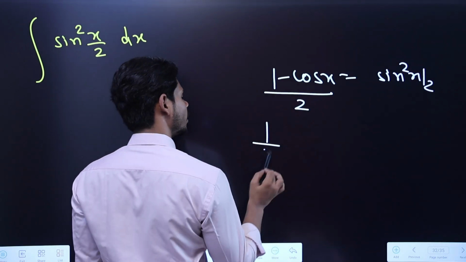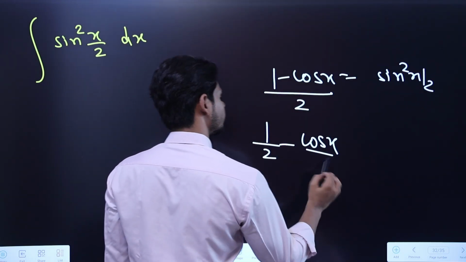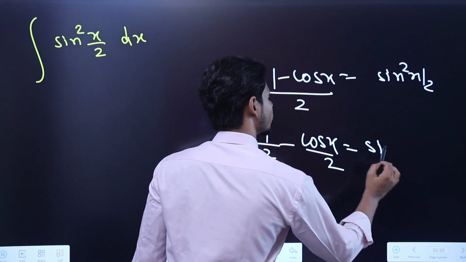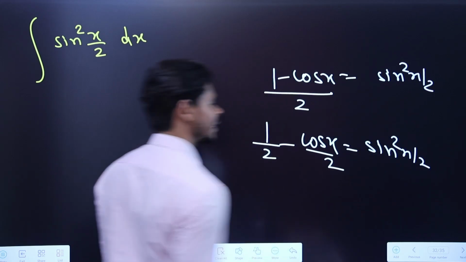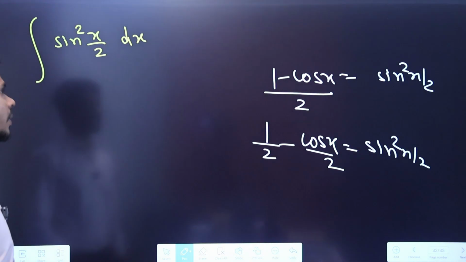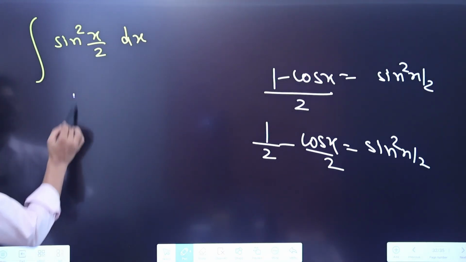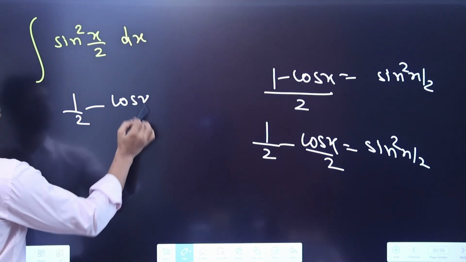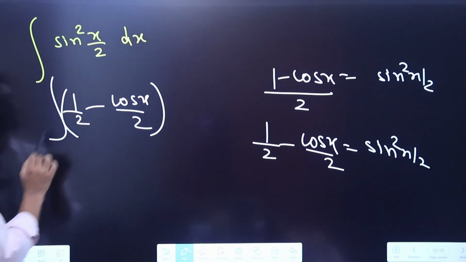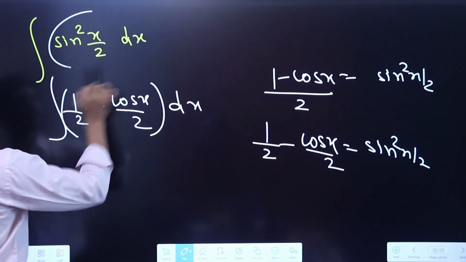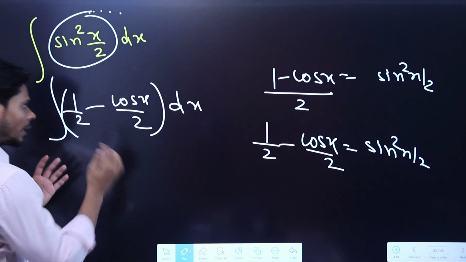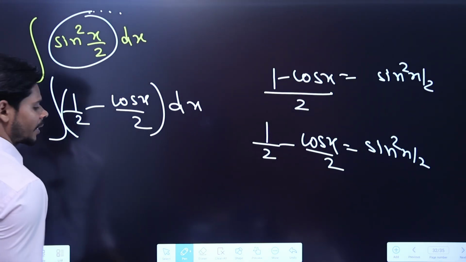Now it will be 1 by 2 minus cos x by 2, at the place of sine square x by 2. This is called a trigonometric functions integral. So we can write it as 1 by 2 minus cos x by 2, because we didn't know how to find the integral of sine square x by 2. That's why I just broke it down in addition or subtraction form.